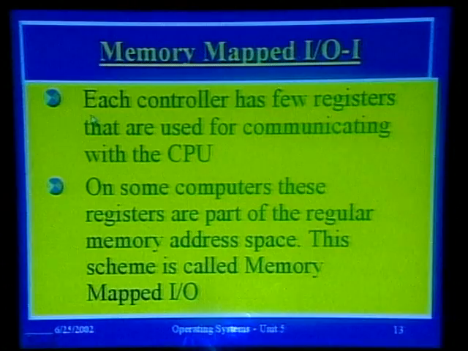These registers primarily are used to communicate with the CPU, and sometimes these registers become a part of the memory address space. And if they constitute a part of the memory address space, then we call this concept memory mapped I/O. How it works, let's look at that. As I mentioned, each controller has a few registers that are used for communicating with the CPU. And on some computers, these registers are part of the regular memory address space. This scheme is called memory mapped I/O.